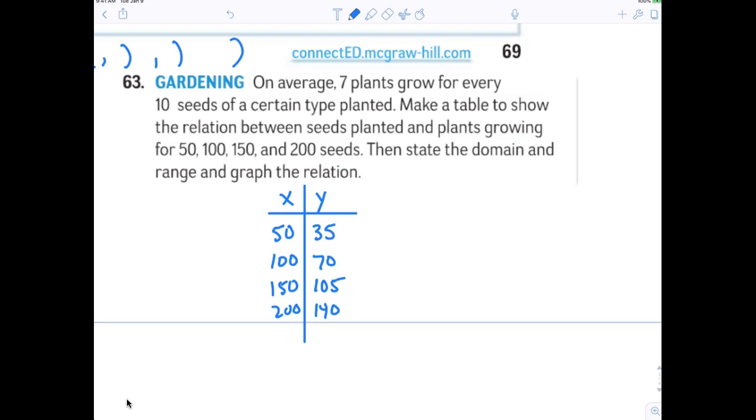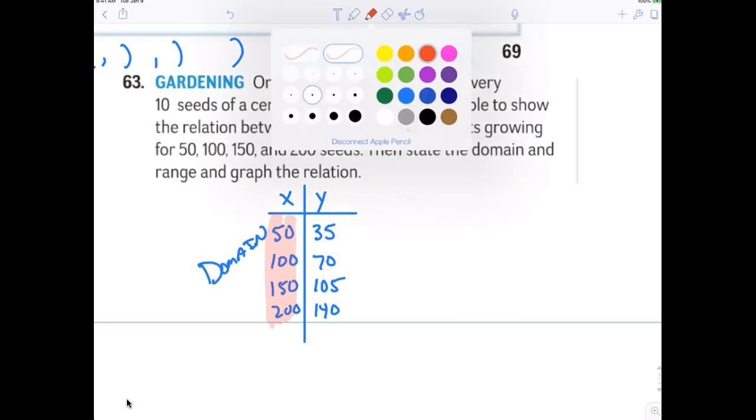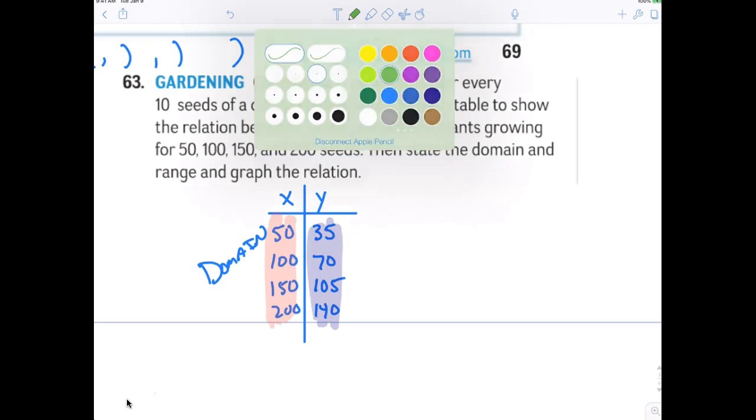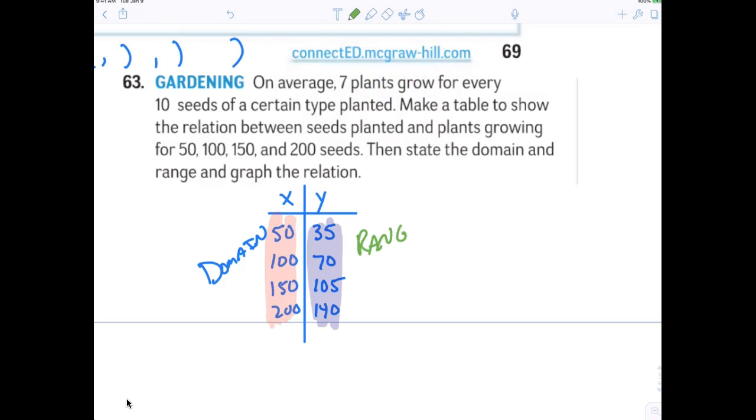So again, what would be the domain? Somebody tell me the domain real quick. I'm listening. 50, 100, 150, 200. Yes. This right here is the domain. And so the range, there you go. Say it loud and proud. What is it? Yes, 35, 70, 105, and 140. That is considered the range.